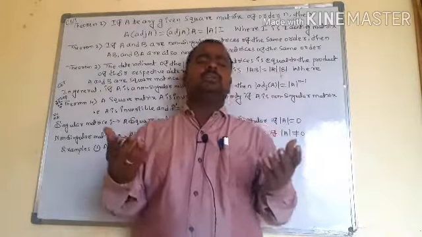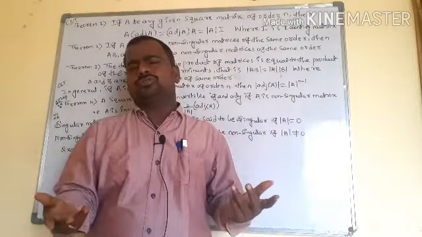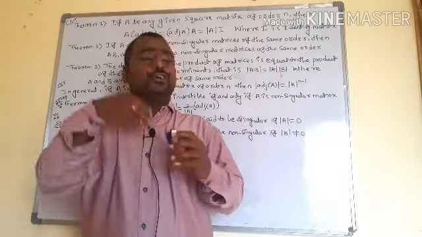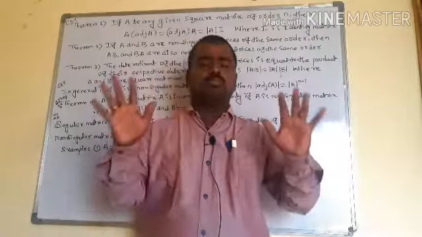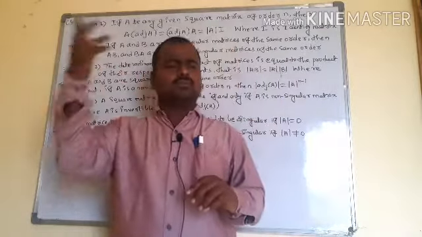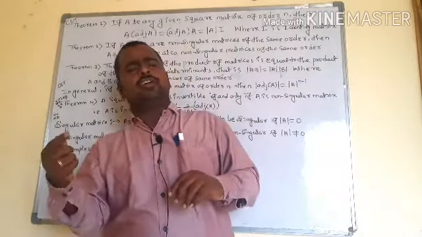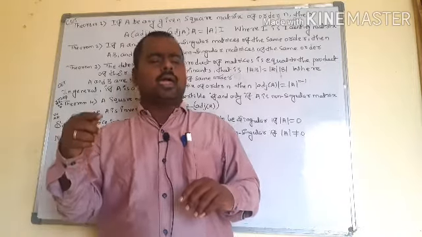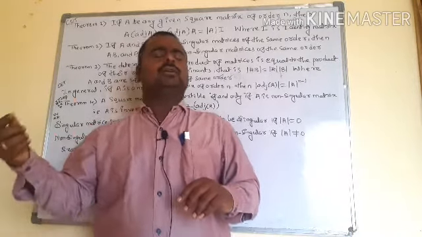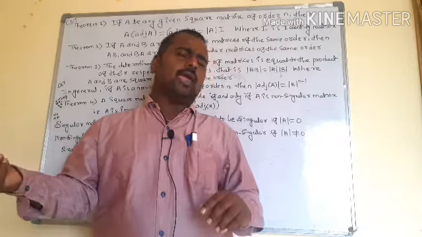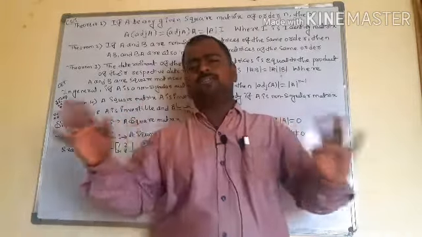Here I is called the identity matrix. So in this expression, the next most important one is A adjoint of A is equal to adjoint of A into A is equal to determinant of A into I. This is the first theorem.